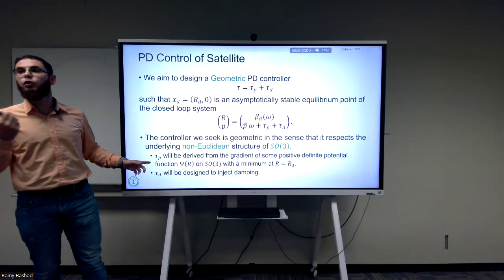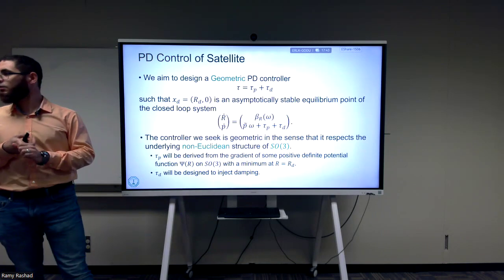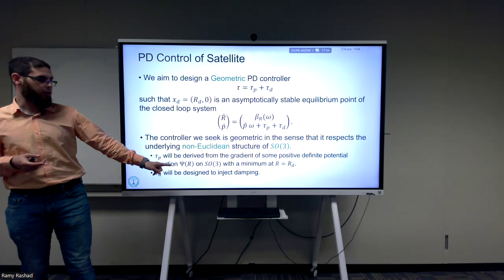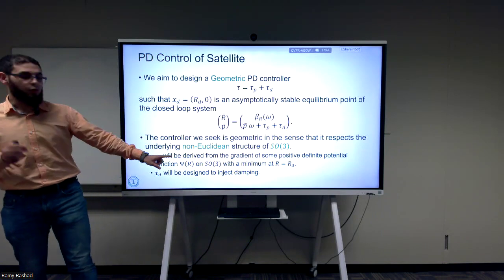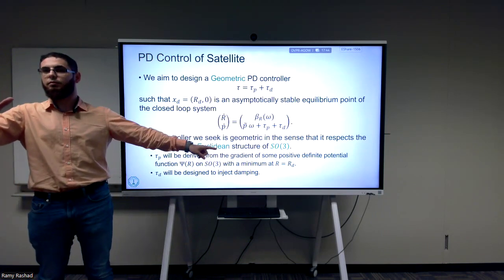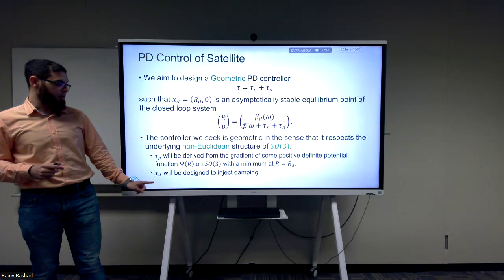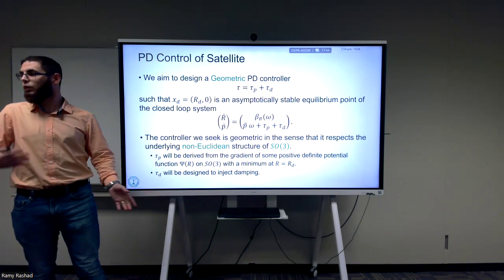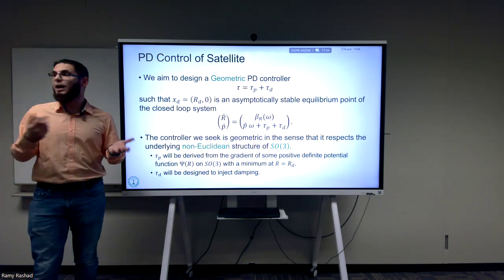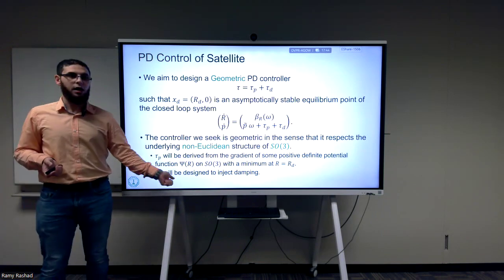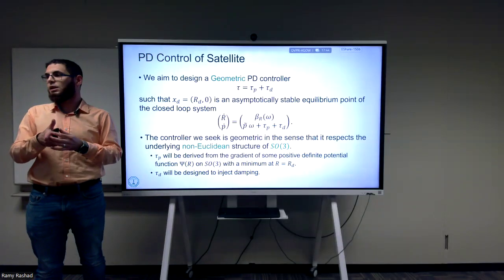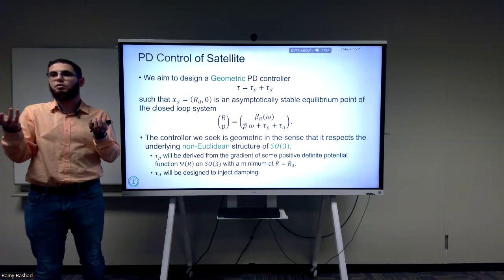So tau P, how will we derive it? We will be deriving it from a gradient of some positive definite potential function, capital psi of R, on SO3. We want to design this capital psi such that it has a minimum at R equal to R desired. Okay. And tau D will be designed such that we inject damping and we make sure that we have a negative semi-definite Lyapunov function. What will be our choice for the Lyapunov function? It will be psi of R plus the original energy that the system had. This system is just a satellite moving around, so it only has what kind of energy?